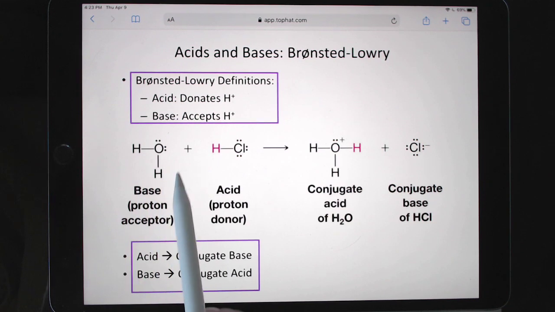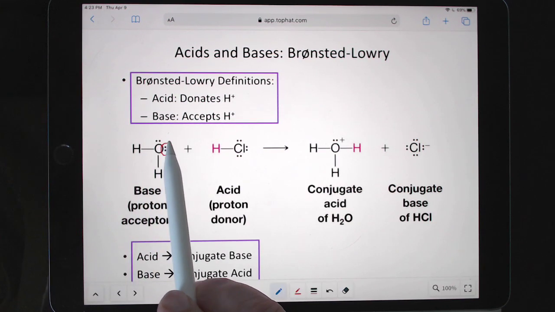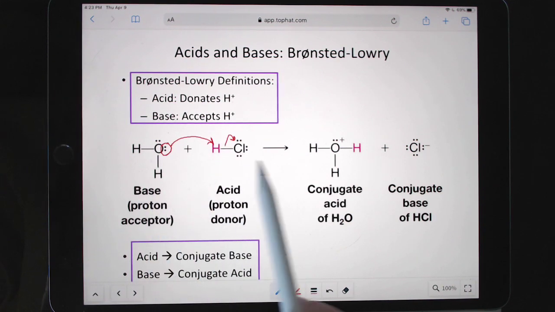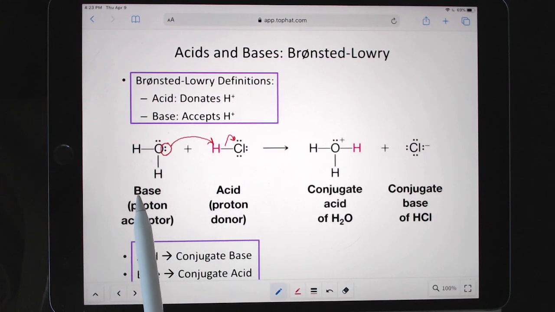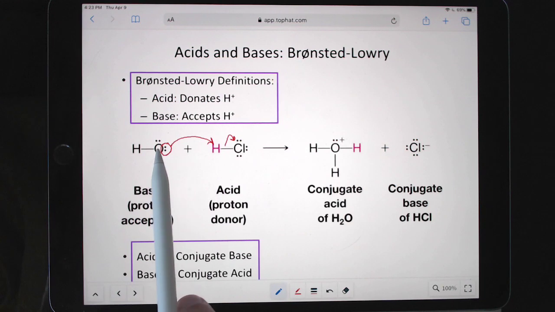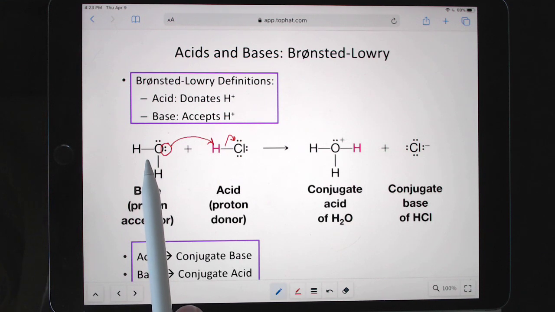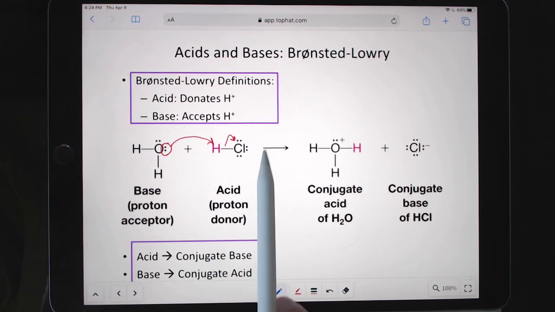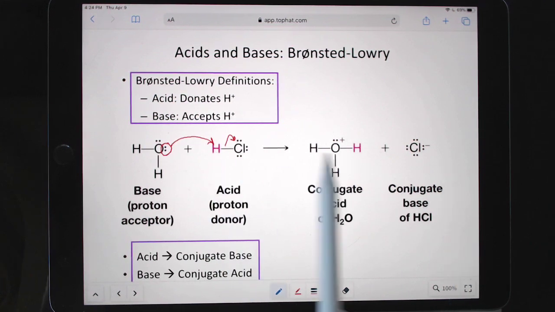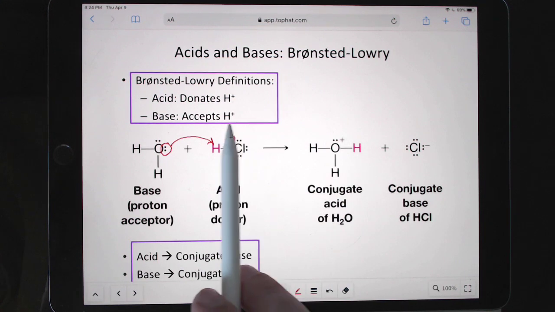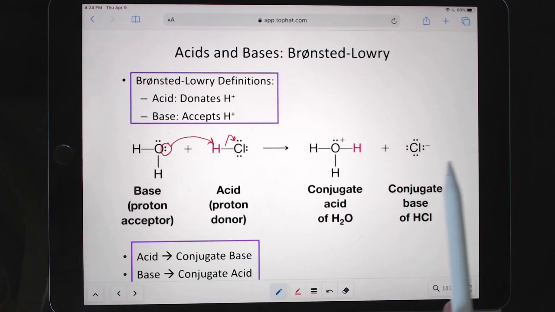So in this case, what you're doing is taking this lone pair, grabbing that hydrogen, pushing those electrons on there. So when you look from here to here, this molecule has grabbed the hydrogen. So therefore, this must be a base. This HCl has lost a hydrogen, and so when you compare this to this, it's serving as the acid. Now, these are the products.